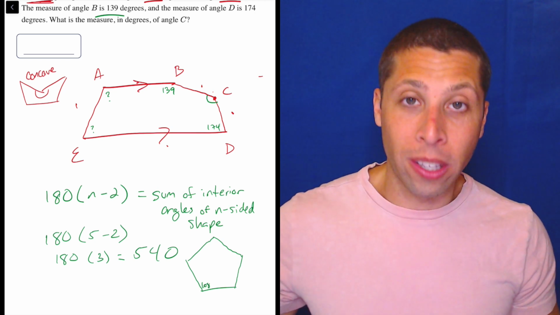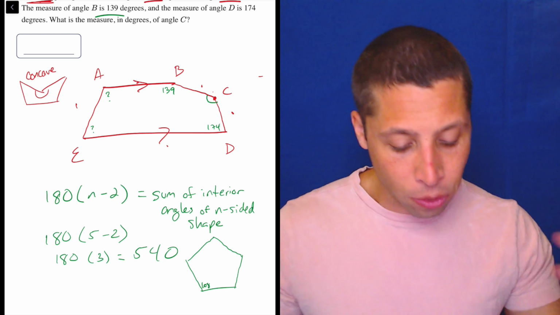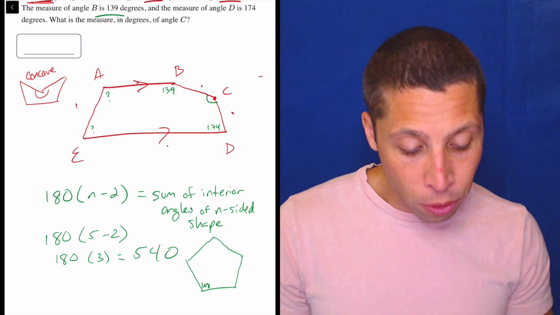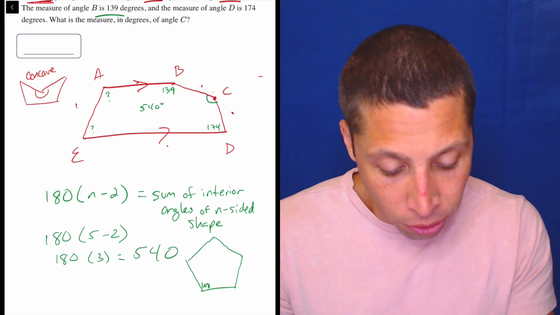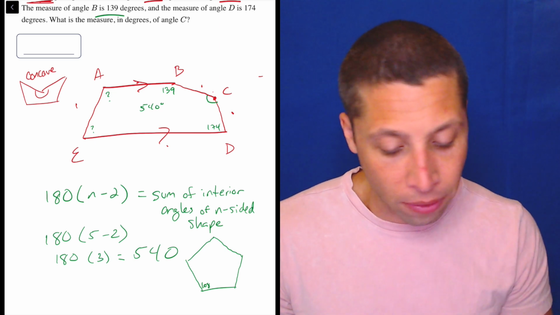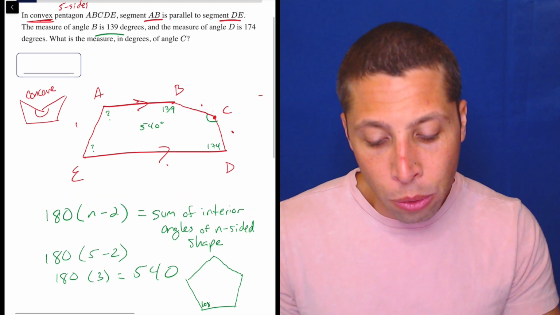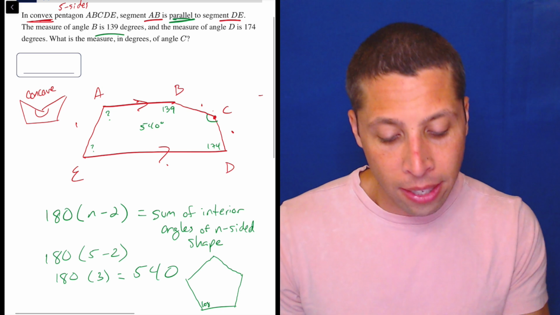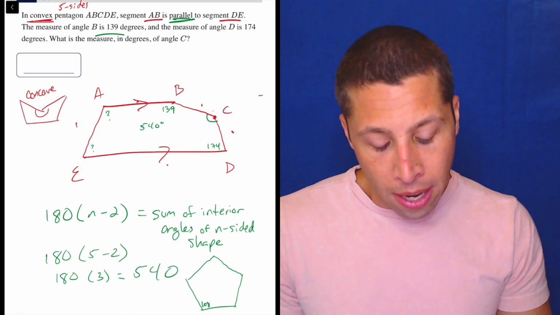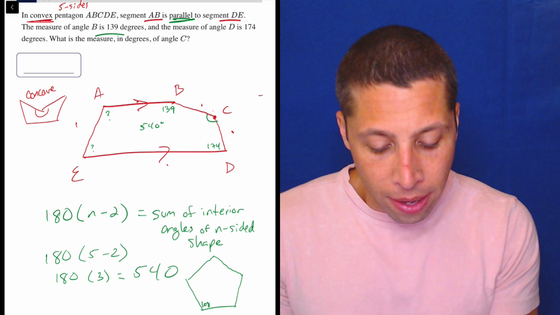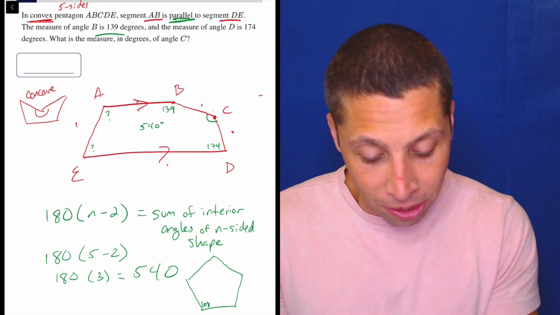But this is a weird one. This is an irregular pentagon, so it doesn't work out that way. But we still know that there's a total of 540 degrees in here. So we already have 139 accounted for and 174, so we can get rid of those. But we need to use the parallel lines to help us with A and E. So the way to do it is to recognize that if I just focused, this is going to be so hard to draw.